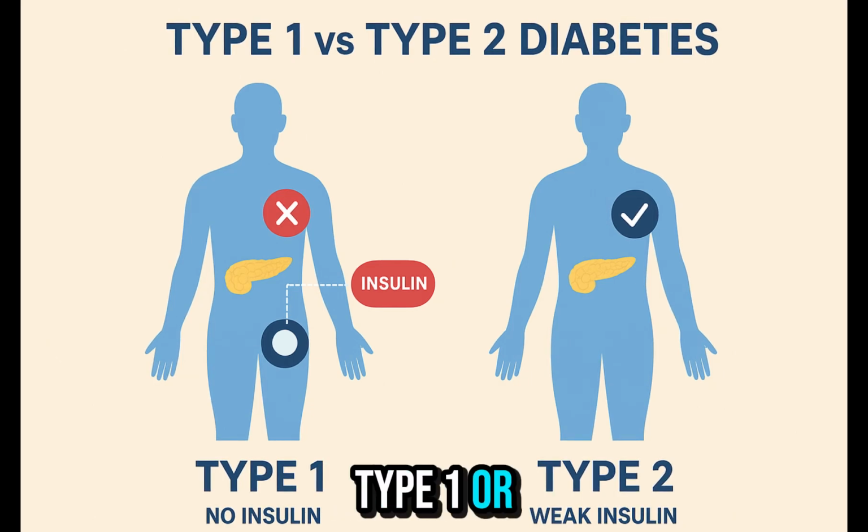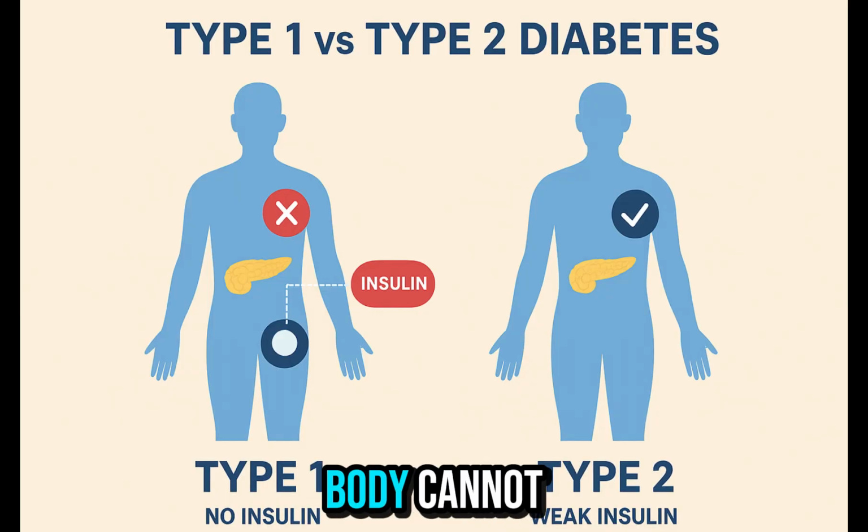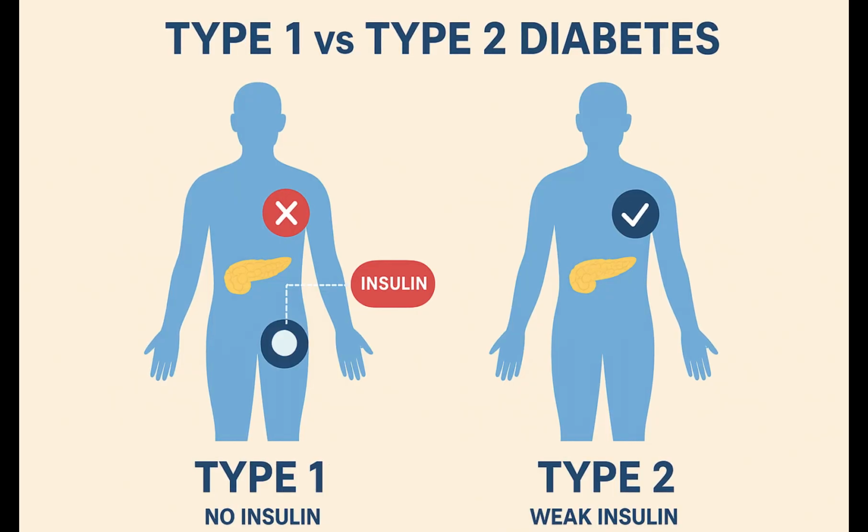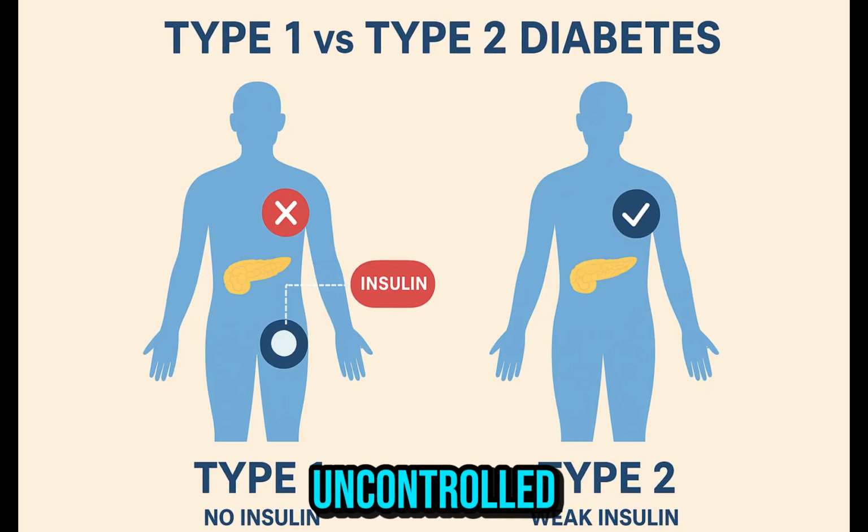Whether it is type 1 or type 2, the common factor is that the body cannot properly use glucose, resulting in excess sugar in the blood, which can harm health if left uncontrolled.